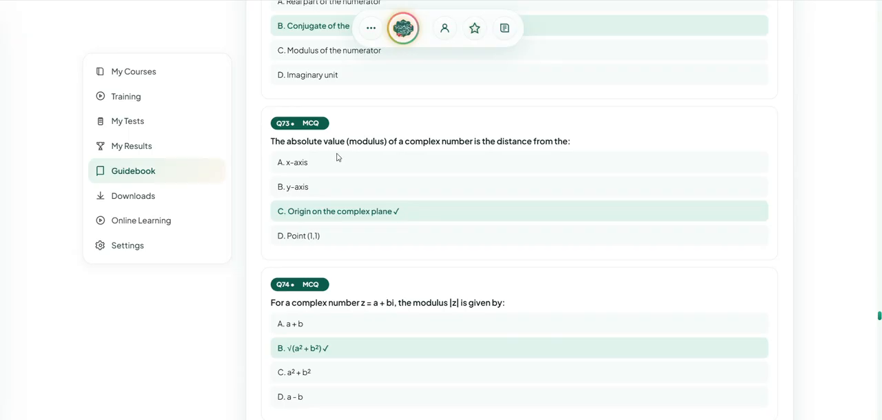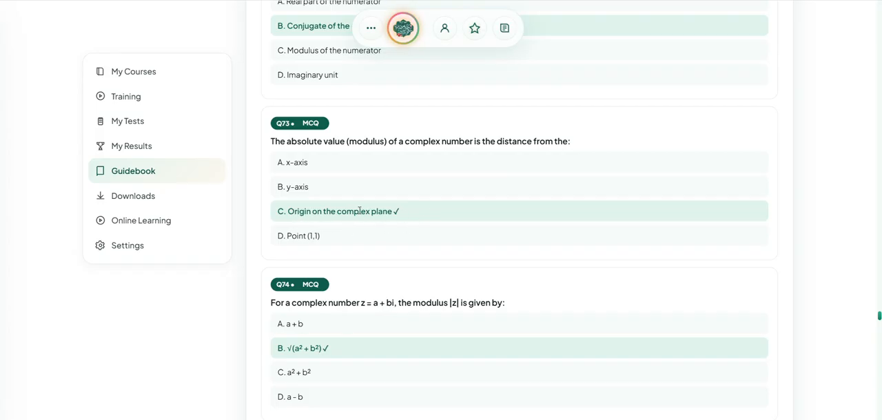The absolute value, or modulus, of a complex number is the distance from the origin on the complex plane.